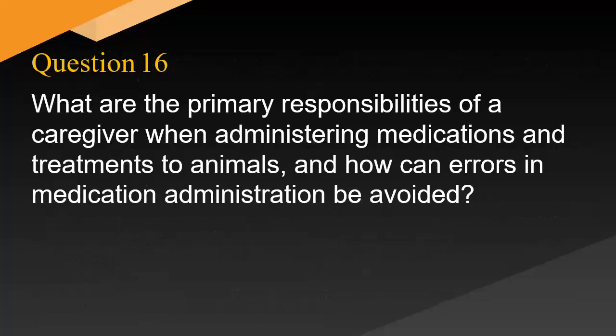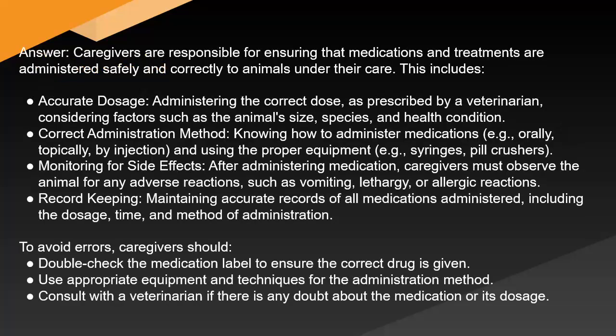What are the primary responsibilities of a caregiver when administering medications and treatments to animals, and how can errors in medication administration be avoided? Answer: caregivers are responsible for ensuring that medications and treatments are administered safely and correctly to animals under their care. This includes accurate dosage, administering the correct dose as prescribed by a veterinarian, considering factors such as the animal's size, species, and health condition.